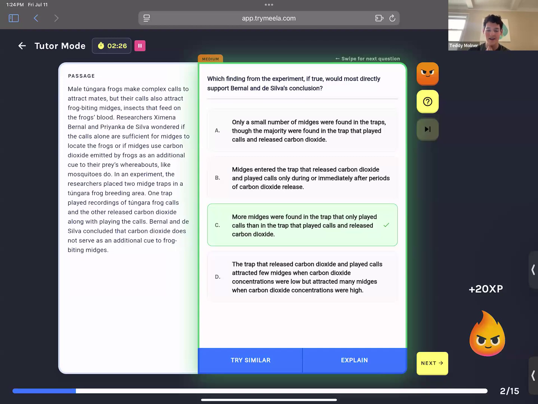The trap that released carbon dioxide and played calls attracted few midges when carbon dioxide concentrations were low, but attracted many midges when carbon dioxide concentrations were high. Why is that wrong? It is actually saying something very similar, which is that when carbon dioxide concentrations are low, there's very few midges, but when they're high, there's a lot of midges.